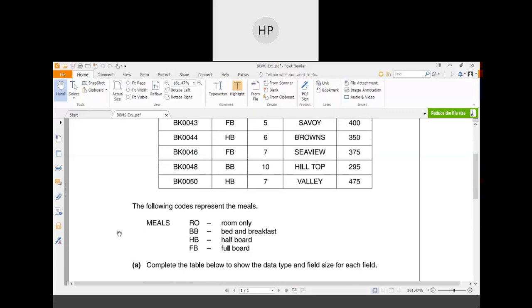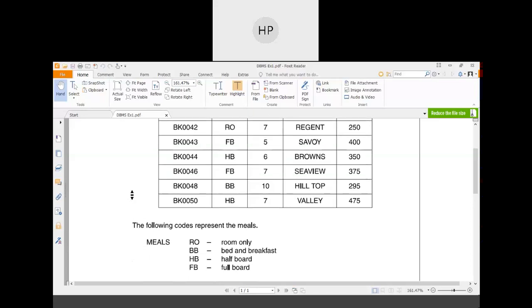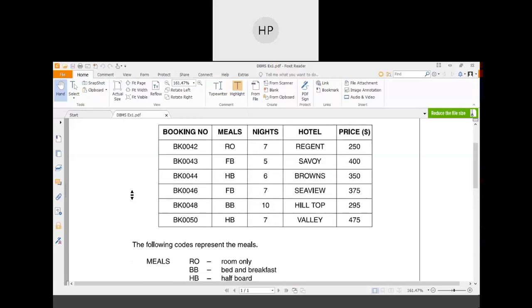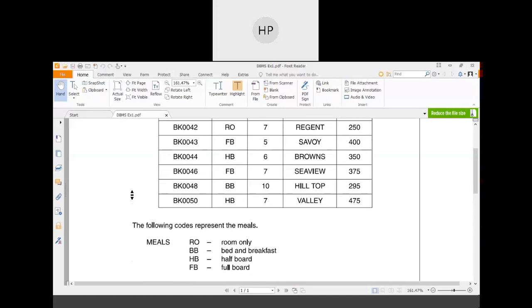The following codes represent the meals. So for meals, they have given a specific code: RO for room only, BB for bed and breakfast, HB for half board, FB for full board, and likewise. Okay. So is it clear? This part, is it clear?